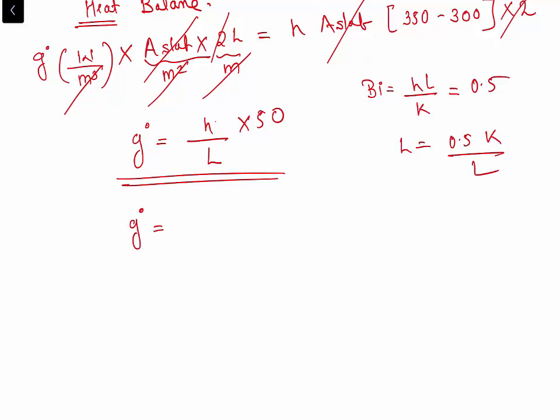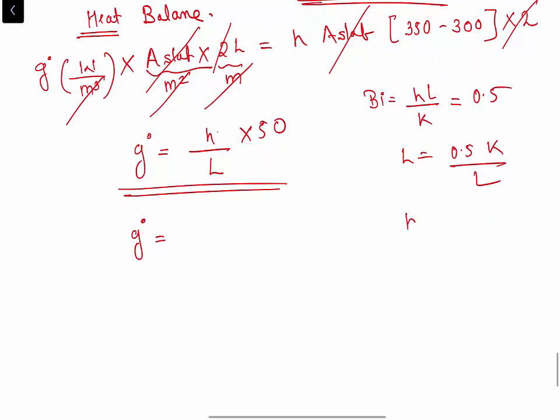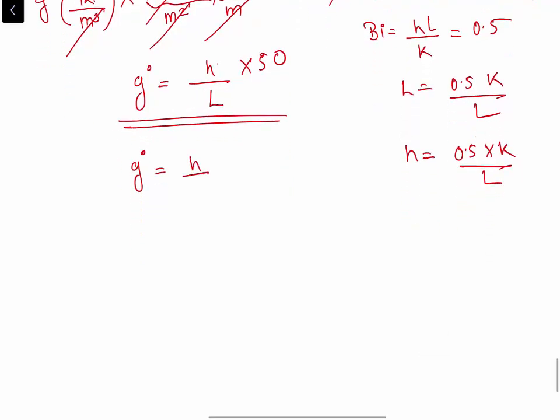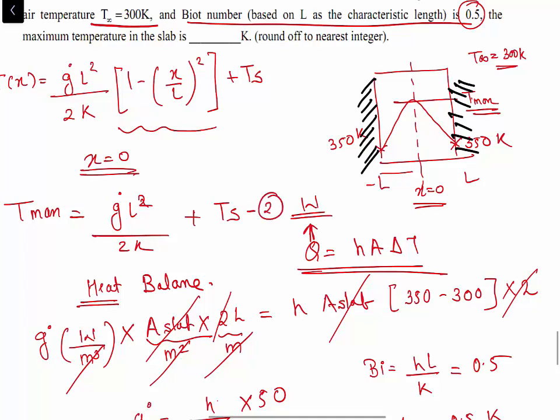So in place of L, or you can say in place of h, you can do anything. Basically L value is given. So we will put in terms of h equals 0.5 into k by L. Okay, so we can put it at the end, h by L into 50. So we have the second equation for T max.